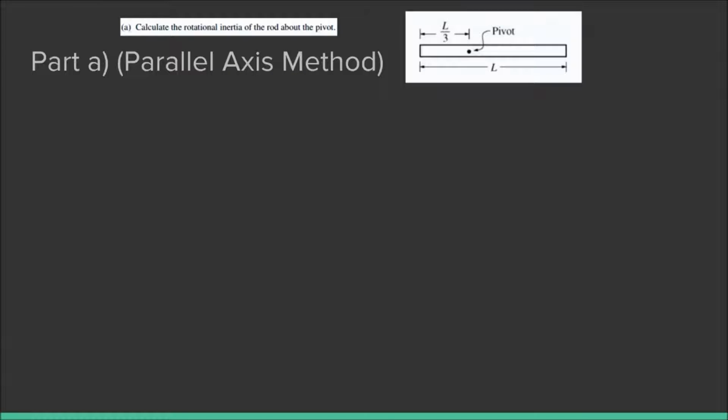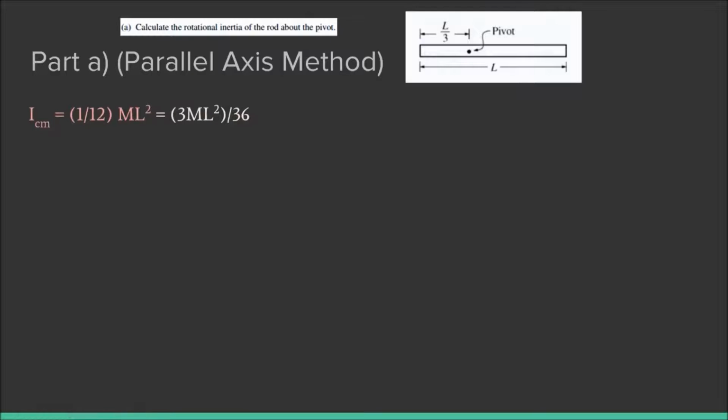All right, so for part A, the problem asks us to calculate the rotational inertia of the rod about the pivot. And this is actually pretty simple if you're using the parallel axis theorem to solve. We can say that the inertia about the center of mass of the rod.